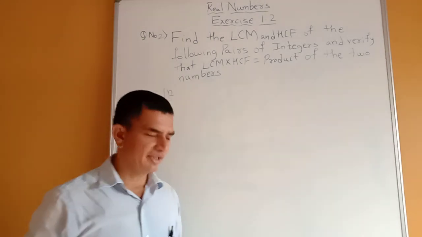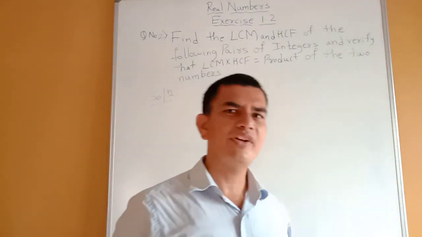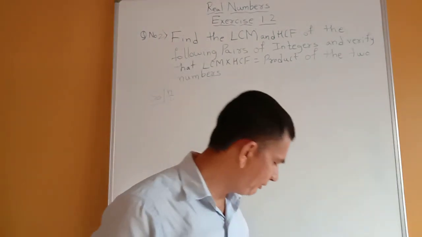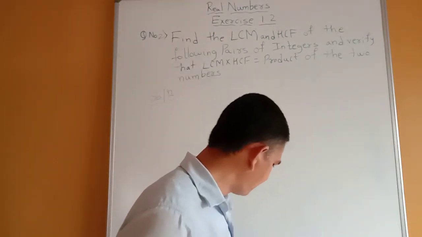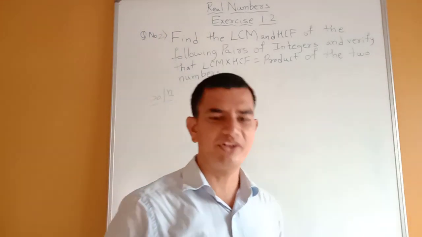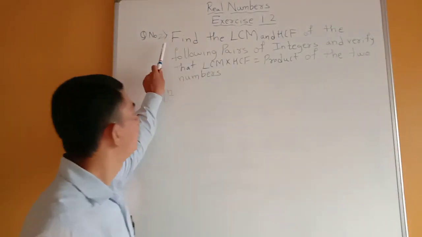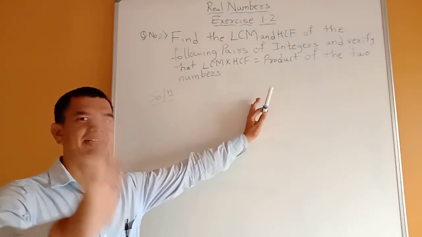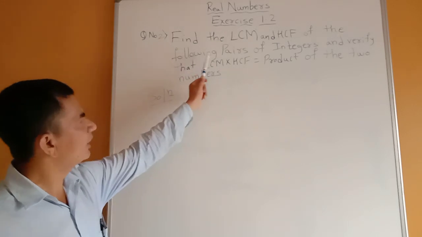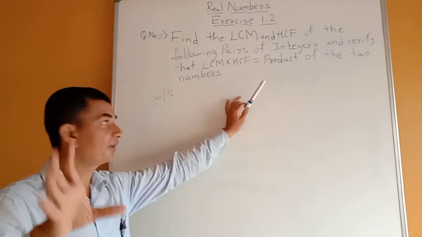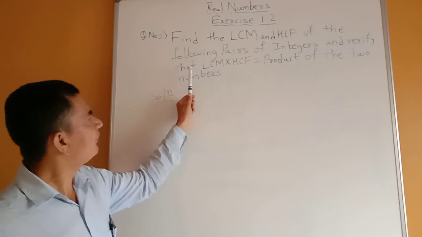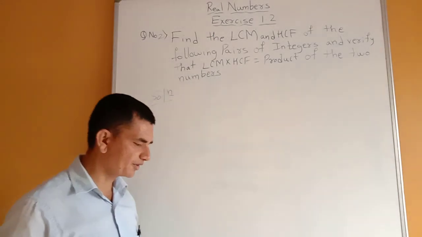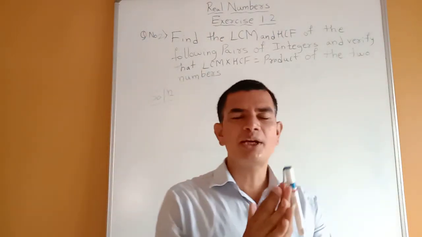We can see here, after completion of the first main question in 1.2, now we are going to solve the second main question in 1.2. Let us see the question first. What is the question? Here, find the LCM and HCF. We have to find LCM and HCF of both of the following pairs of integers, and verify that LCM times HCF is equal to the product of the two numbers.